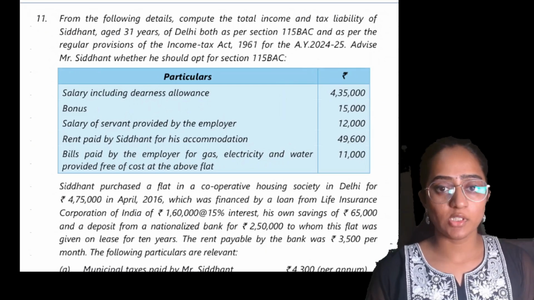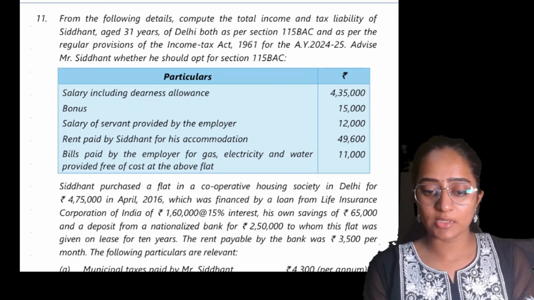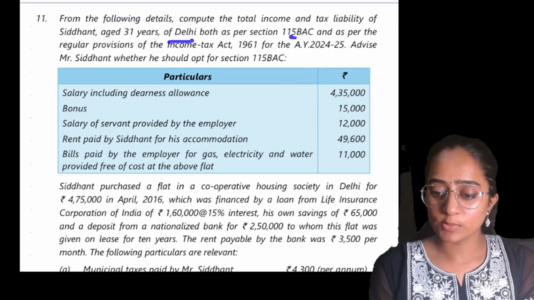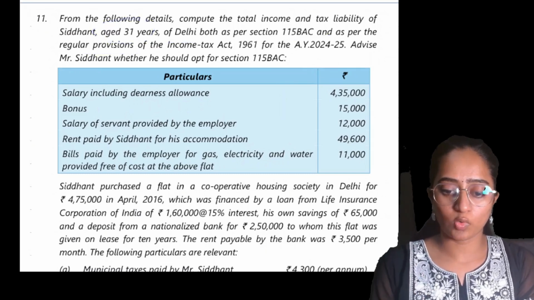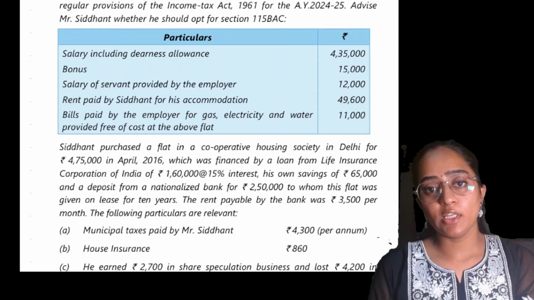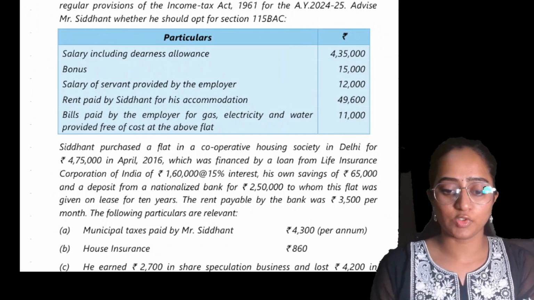The next question, question number 11. From the following details, compute the total income and the tax liability for the person aged 31 of Delhi, both as per 115 BAC and the normal provisions. Whether he should opt for 115 BAC, we should advise. So we need to do both. We need to do as per 115 BAC also, and as per the normal provisions also.